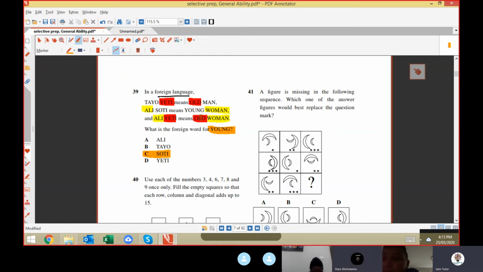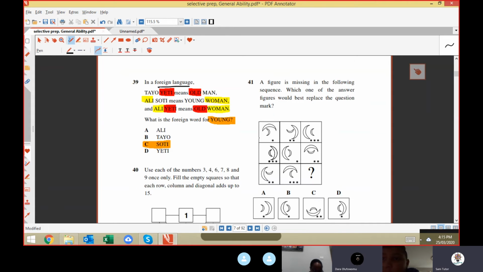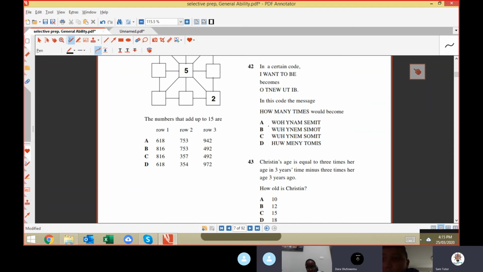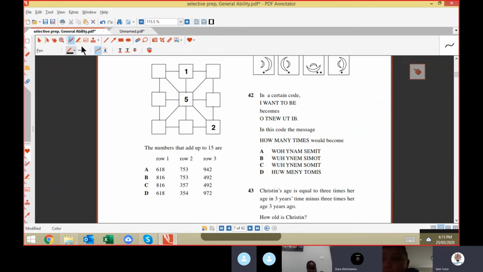So the first thing you look for is what is exactly the same word here in the foreign language that's also the same word in our English language. And then once you've done that, really, you're narrowing it down to the right answer. All right, same thing. Here we go. In a foreign language or in a certain code, I want to be becomes O Tanui Yut Ib. In this code, the message how many times would become what? Okay. Does anybody know how to find this one?